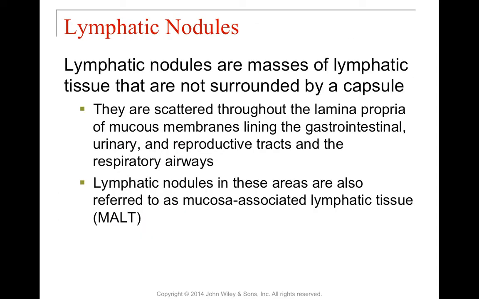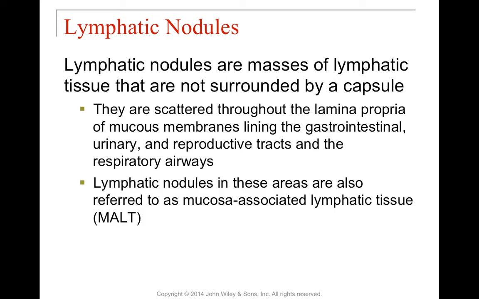All right, so MALT tissue, or mucosa-associated lymphatic tissue. These are lymphatic nodules that are not surrounded by that capsule that we saw when we talked about the lymph nodes. So a little bit more free floating or free moving, and they're scattered throughout the mucous membranes, specifically throughout the lamina propria of those mucous membranes that are lining all sorts of different things, including your gastrointestinal tract, your reproductive tract, your urinary tract, and your respiratory tract.